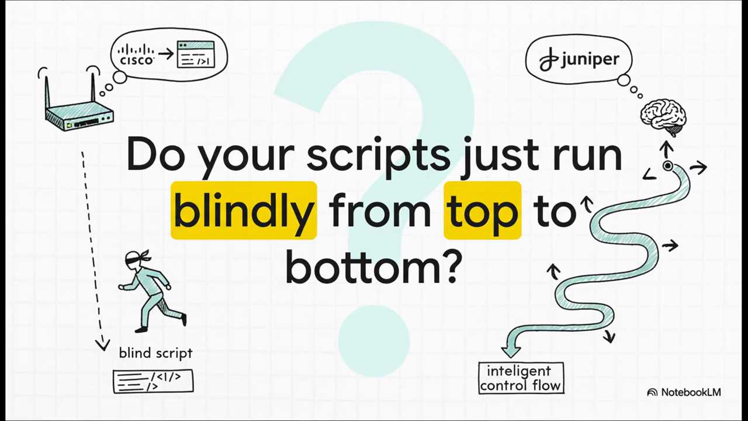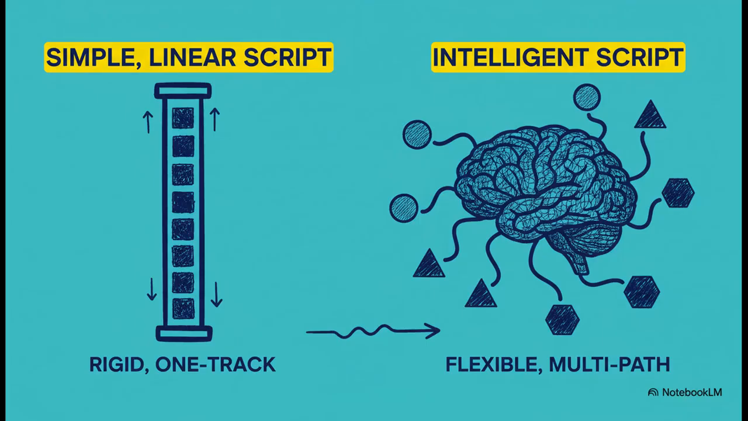You look at a device and you think, okay, if this is a Cisco box, I need to run this command. But if it's a Juniper, I need a totally different one. Our basic scripts can't do that. They're just blindly following a recipe. And that, my friends, is exactly what we're here to fix.